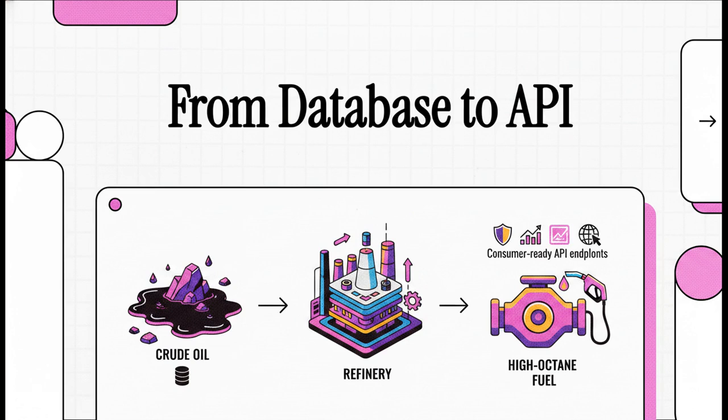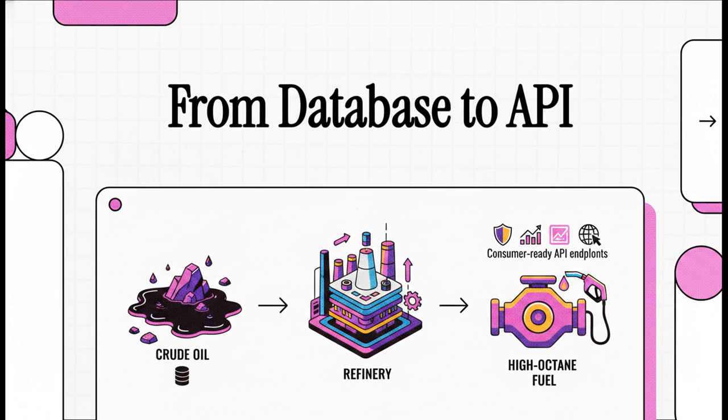Think of your raw database data kind of like crude oil. It's incredibly valuable, absolutely essential, but completely unusable to the end consumer in its raw, unrefined state. It has to go through a refinery. It needs to be filtered, processed, and polished before it becomes high-octane fuel ready for a vehicle.